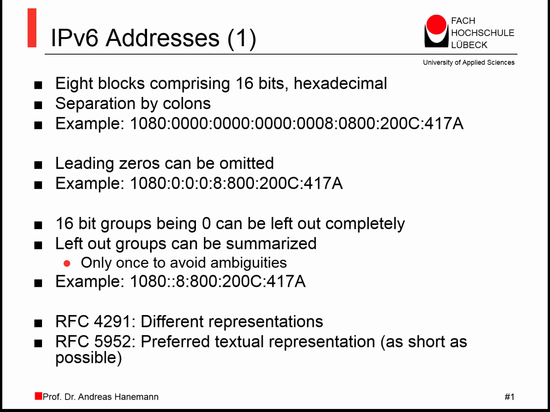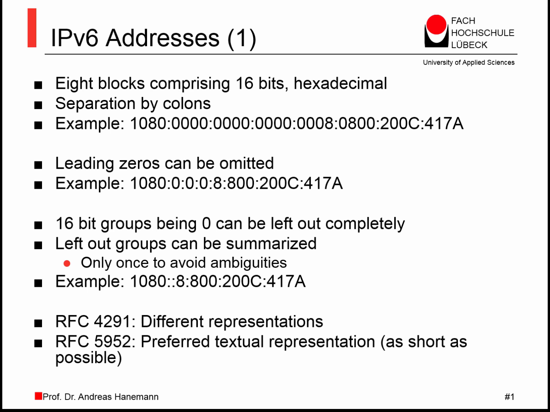This slide set is about IPv6 addresses. IPv6 addresses have 128 bits, which are by default represented as 8 blocks separated by colons. Each block contains 4 hexadecimal values so that it represents 16 bits. As you see in the example, an IPv6 address is quite long.